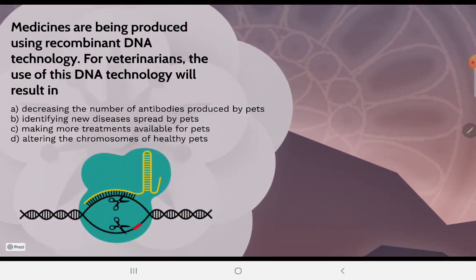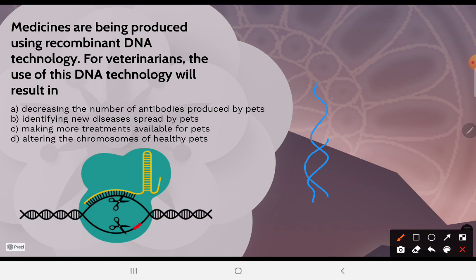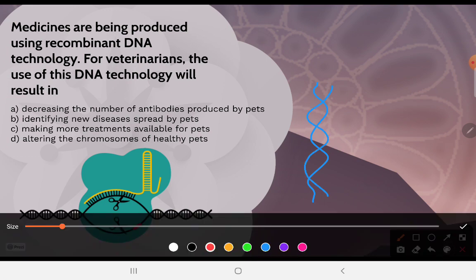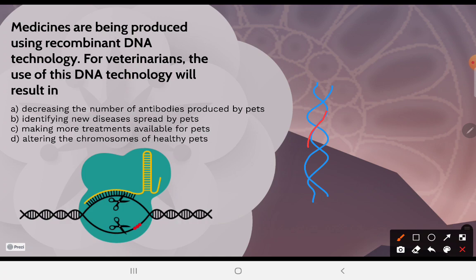Okay, medicines are being produced using recombinant DNA technology. For veterinarians, the use of this DNA technology will result in what? So what does recombinant mean? It simply means if we have a piece of DNA, we can actually take foreign DNA and we can just insert that in there. So for example, if I have a pit bull and I have a Labrador and the pit bull has immunity to Lyme's disease, I could give that immunity to the Labrador if I just insert that pit bull DNA.